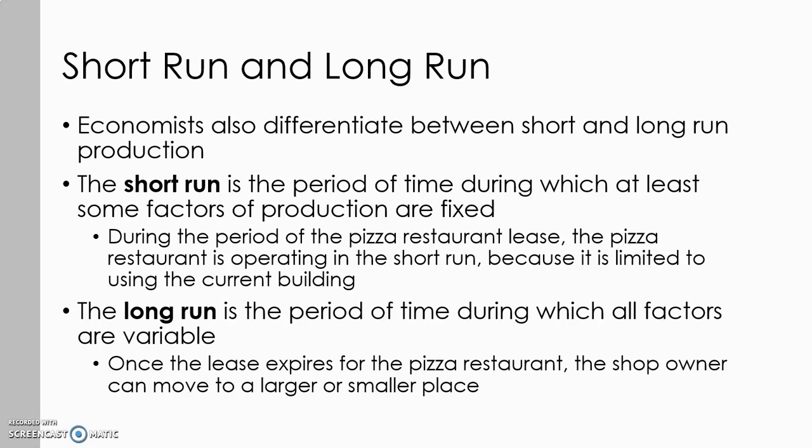Economists differentiate between the short run and the long run because there are a couple of different key differences that make us change our production decisions. The short run is the period of time during which at least some factors of production are fixed. The long run is the period over which all factors are variable.